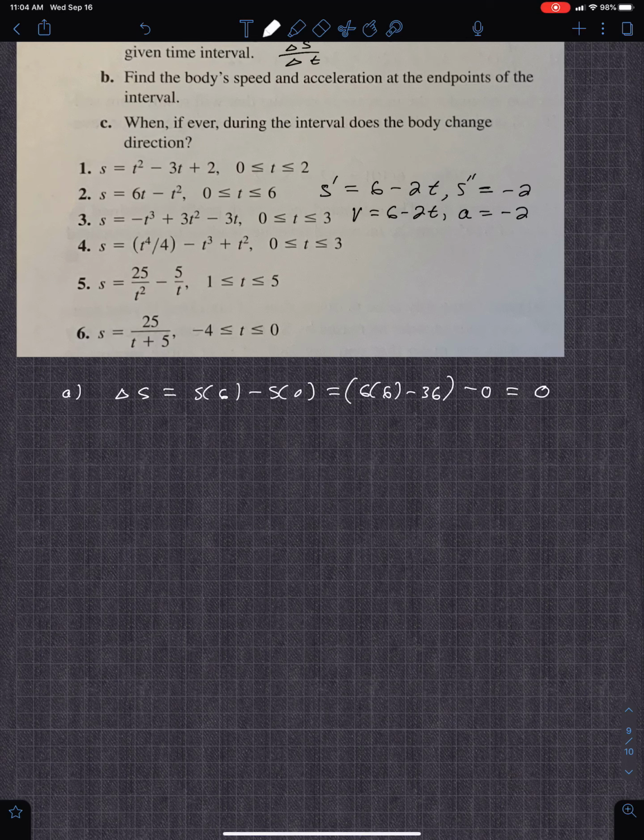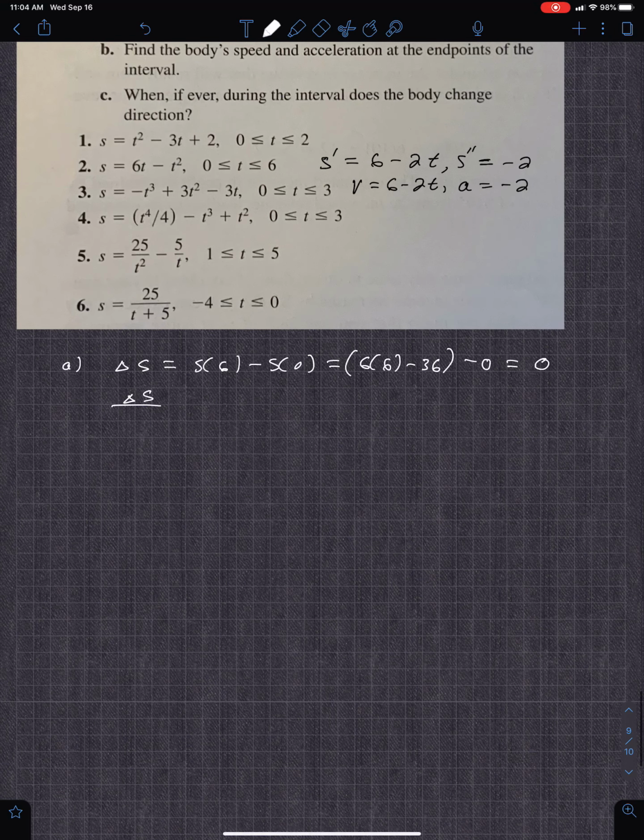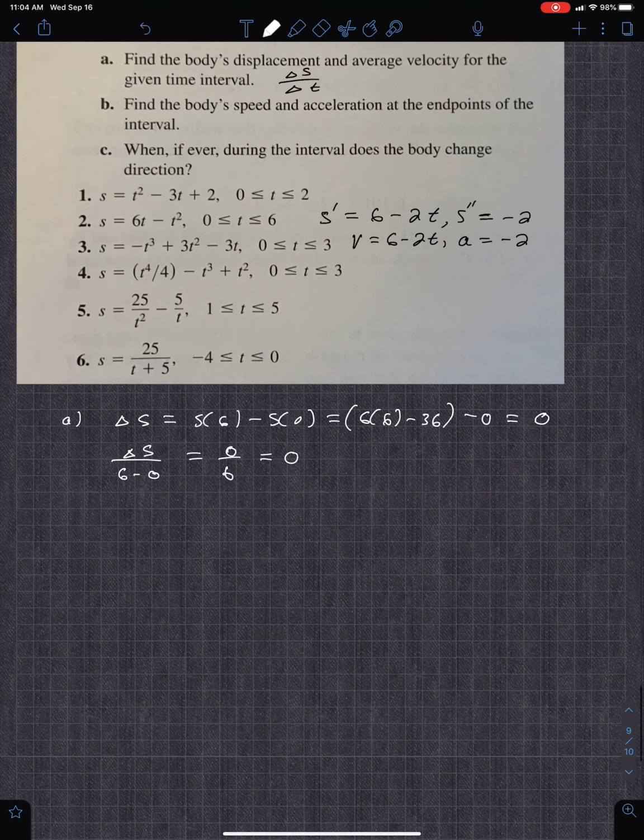We can talk about why, that looks like a parabola to me. Maybe it just goes up and comes back down to 0. Okay, then your displacement is 0, but so would be your average rate of change. Delta S is 0, and you get 6 minus 0, so it's just 0 over 6, which is, of course, still 0. So that answers question A. Find the body's displacement and average velocity. So the average velocity is 0 in this case.